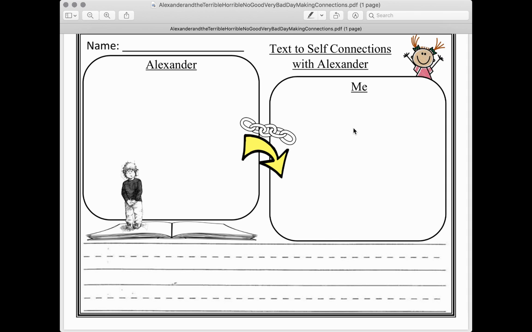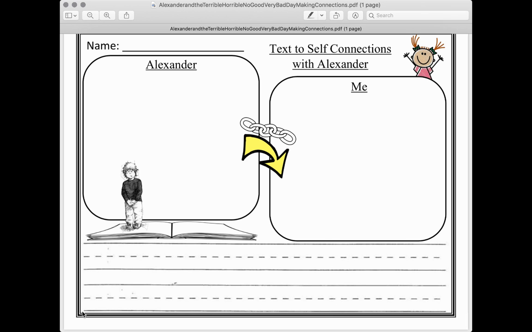So, for example, for me, sometimes I wake up in a not so good mood. So, in the first box, I can draw Alexander waking up in his room with a sad, grumpy face. And then over here in the me box, I would draw me waking up in a not so good mood. So please don't copy me. If you're inspired by me, that's okay, but try to think of your own text to self connection.